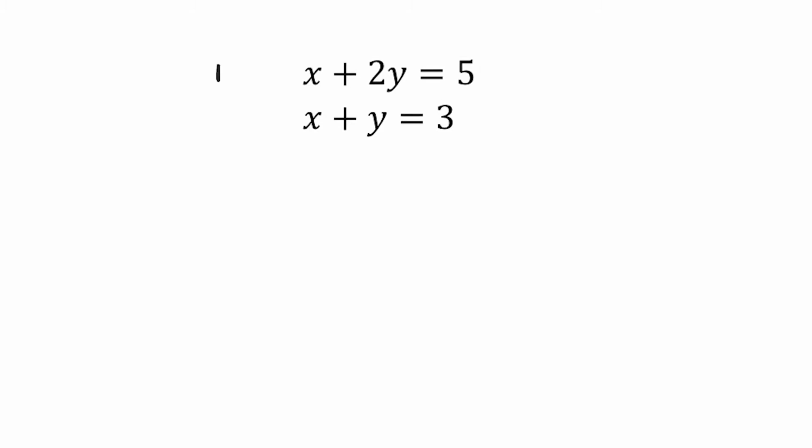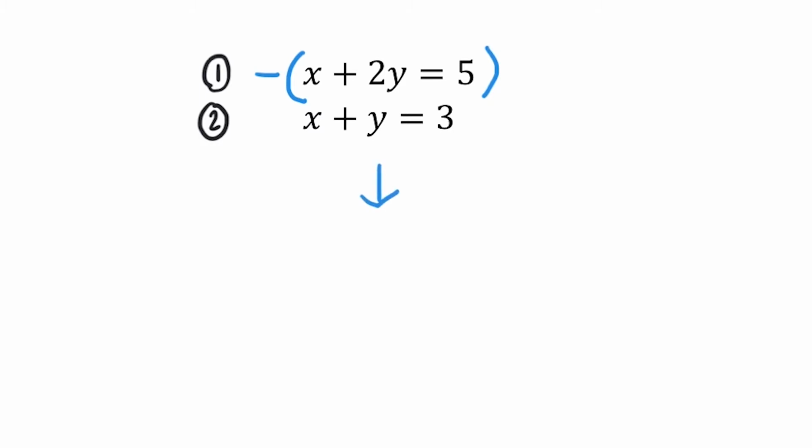Well, if we look at the first equation, I'll label these 1 and 2. If we look at the first equation, what if this x right here was negative? Then when we added the equations together, the x's would go away. So what if we multiply the whole equation by -1? You need to do this to the left and the right-hand side in order to keep the equation balanced.